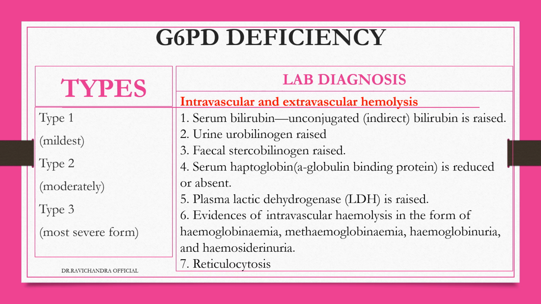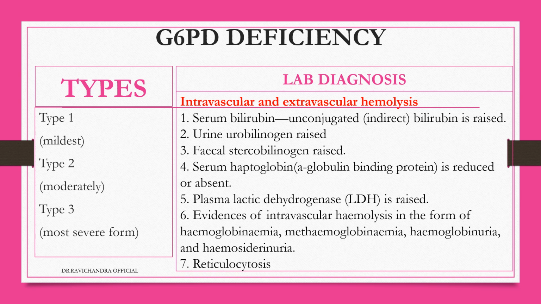Types of G6PD deficiency. It can be type 1, type 2, type 3. Type 1 is the mildest form, type 2 is the moderate form, and type 3 is the most severe form. Lab investigations for glucose 6-phosphate dehydrogenase deficiency: there will be intravascular and extravascular hemolysis.